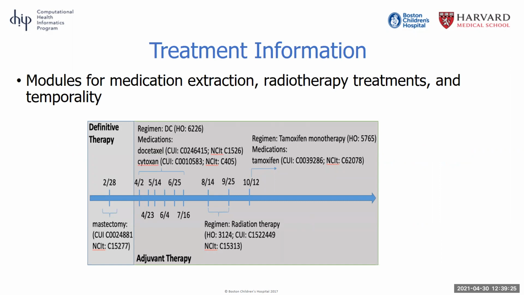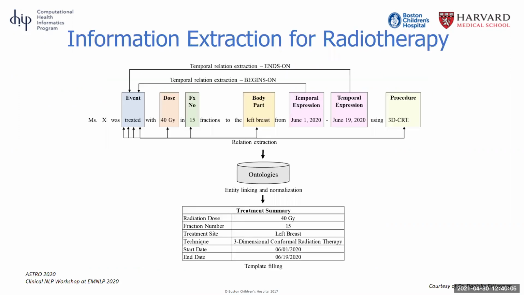So in this case, I'm showing you the timeline of a treatment, starting with definitive therapy, followed by adjuvant therapy, and then the breakdowns of the therapies within regimens. So you see that there are 3 regimens that have been used by this patient. So how do we extract this kind of information from the EMR? What are the challenges for actually doing that?